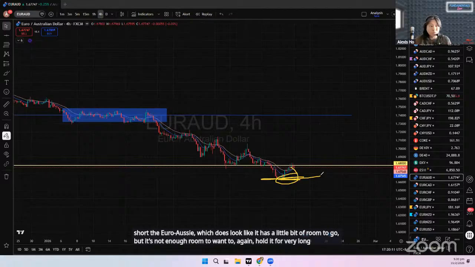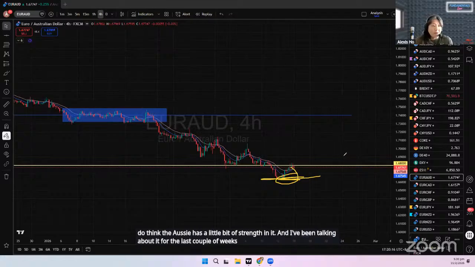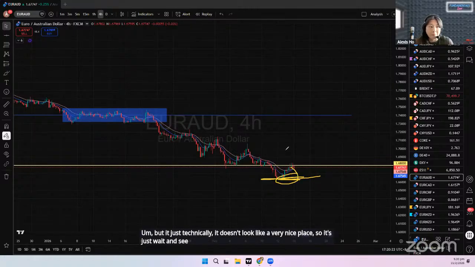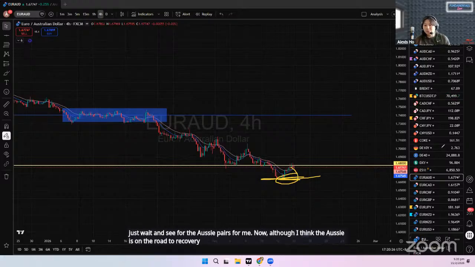So I do think the Aussie has a little bit of strength in it, and I've been talking about it for the last couple of weeks as well. But technically it doesn't look like a very nice place. So it's just wait and see for the Aussie pairs for me now, although I think the Aussie is on the road to recovery. So that's all I have this week.